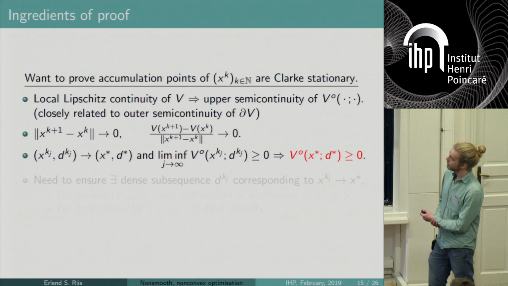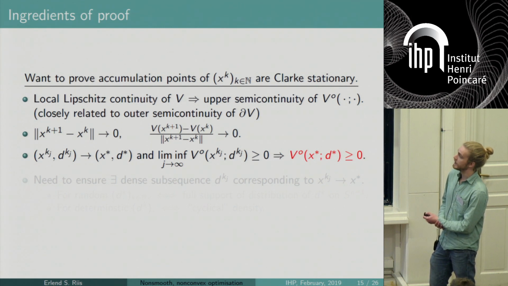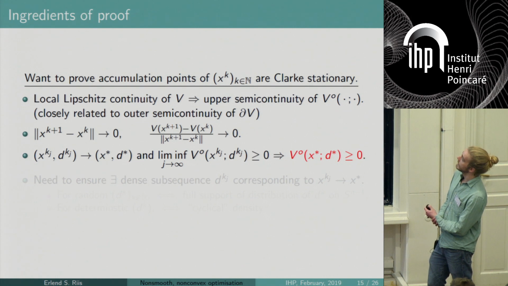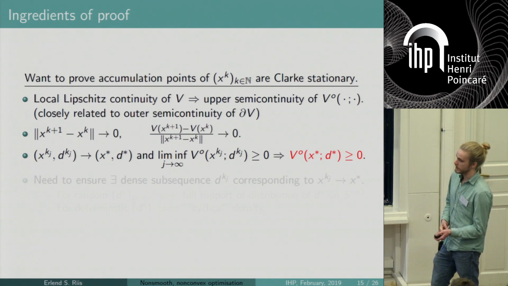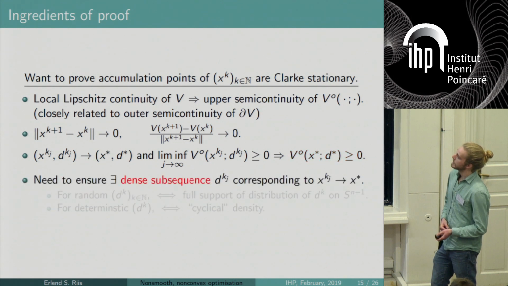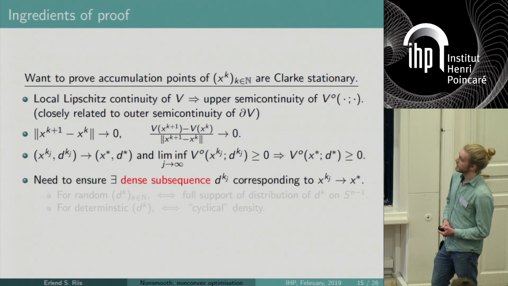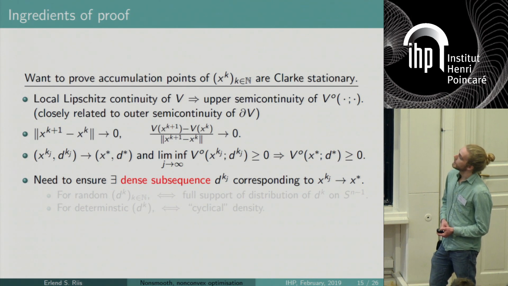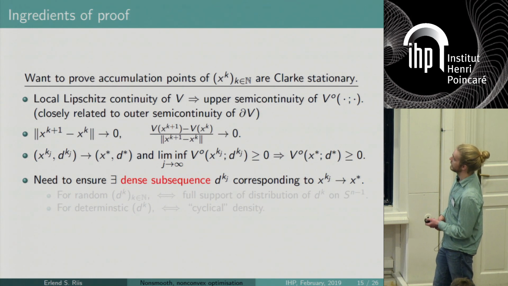So then we can say that, provided that we have a subsequence of the iterates and the directions that converge to a limit point and a limiting direction, then by the upper semi-continuity of the directional derivative, we can derive that the lim inf of the sequence will be at least zero, and therefore by upper semi-continuity, we have directional stationarity at the limit point. So then all we need is to combine this with ensuring that the subsequence of directions d_kj will be dense, and then you'll have stationarity.